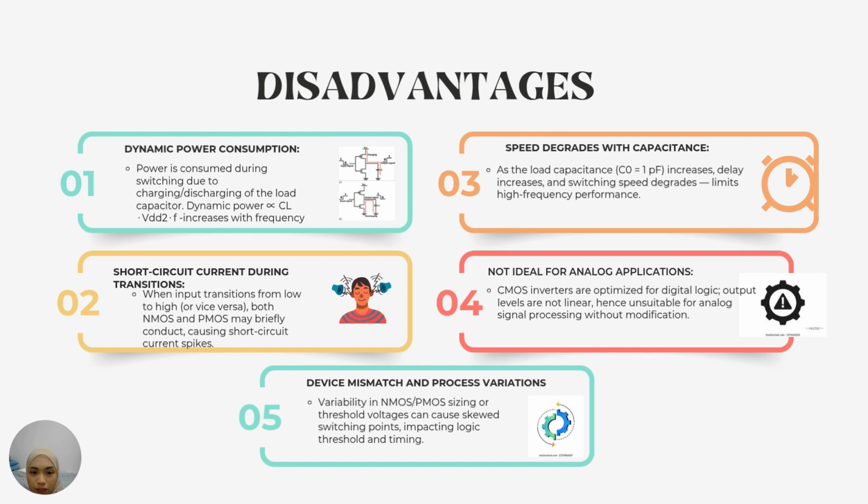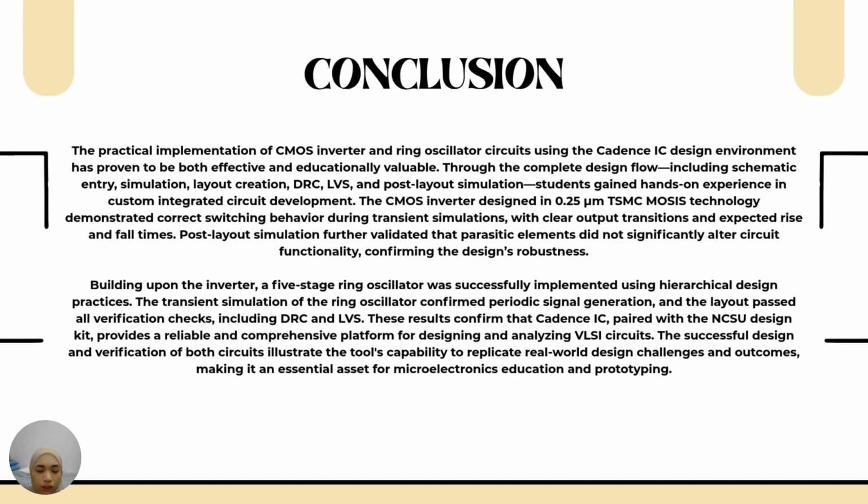The fourth is not ideal for analog application. CMOS inverters are optimized for digital logic. Output levels are not linear, hence unsuitable for analog signal processing without modification. The last one is device mismatch and process variation. Variability in NMOS or PMOS sizing or threshold voltage can cause shifted switching points, impacting logic threshold and timing. The last one is the conclusion.